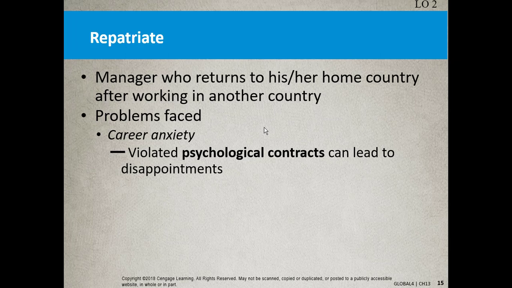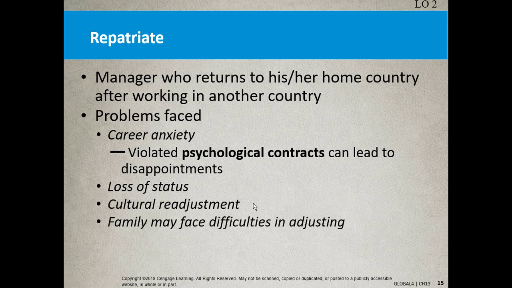So your boss sends you overseas and says, look, if you do this for us and you're able to develop this market, when you come back, you can run this entire division over here. And then, of course, you come back and the person who made you that promise has been replaced by somebody else, or maybe it's still the same person, but they forgot or they're just not honoring it. And now you're realizing it's going to be actually harder for you to move up. There's a loss of status. You've been gone and things have happened. There's cultural readjustment. So this is where you can refer back to this notion of reverse culture shock.